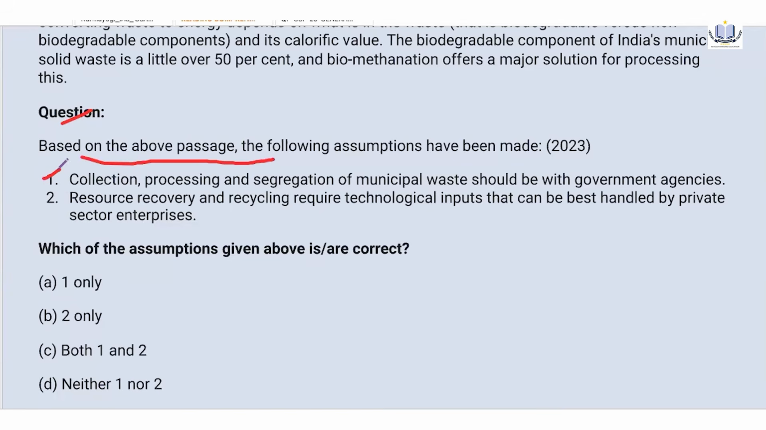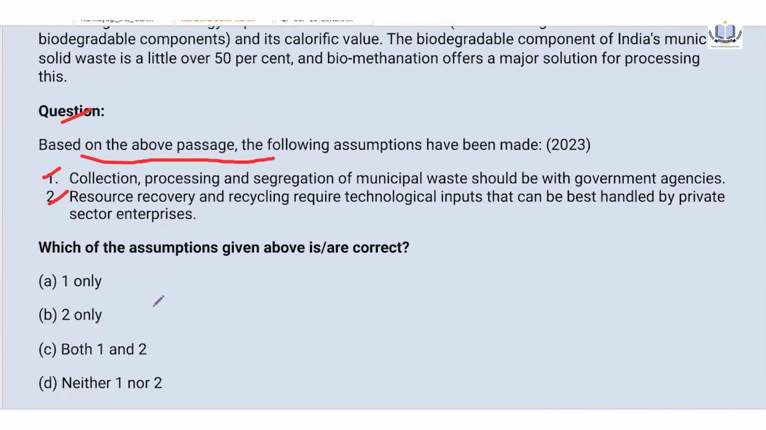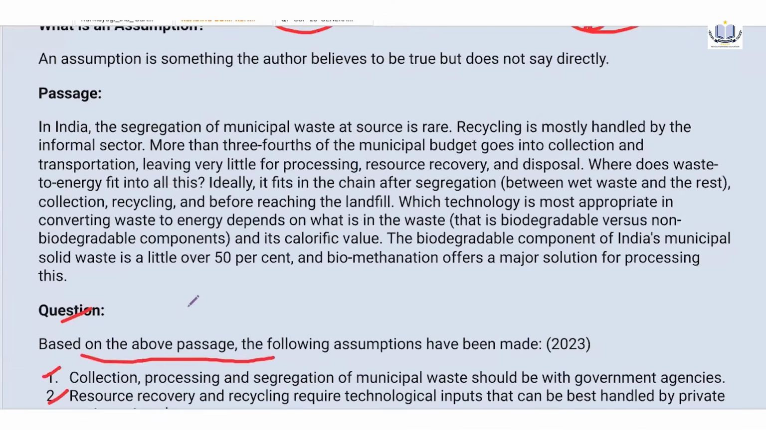Statement 2: resource recovery and recycling require technological inputs that can be best handled by private sector enterprises. Again, it's a narrow statement. We need collaboration. By reading the options itself, I believe the answer should be D, neither one nor two. But we will speed read the passage. In India, the segregation of municipal waste at source is rare. Recycling is mostly handled by the informal sector. More than 3/4 of the municipal budget goes into collection and transportation, leaving very little for processing, resource recovery, and disposal. What does waste to energy fit into all this? Ideally, it fits in the chain after segregation between wet waste and the rest, collection, recycling, and before reaching the landfill.